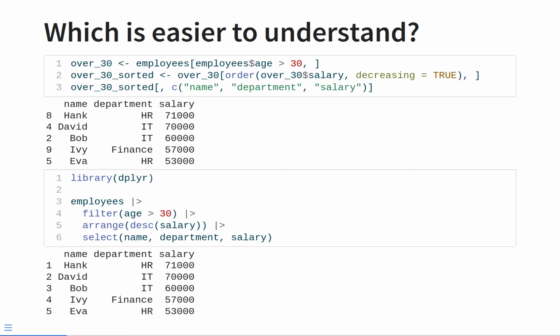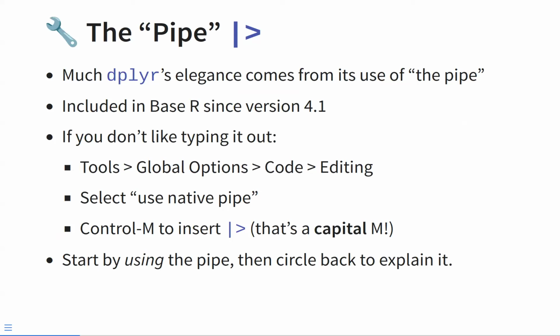In contrast, let's take a look at the code at the bottom of the slide. Unless you already know dplyr, in principle, you should have no idea what this code is doing. And yet, I expect that based on reading it, you've probably already got a reasonable idea of what's happening. We're taking the employees data set, we're filtering it to just choose the folks with ages above 30, then we're arranging it in descending order by salary, and we're selecting the columns name, department, and salary. I don't know which one you prefer, but to me, the bottom is much more straightforward. And it relies, for much of its elegance, on something called the pipe.